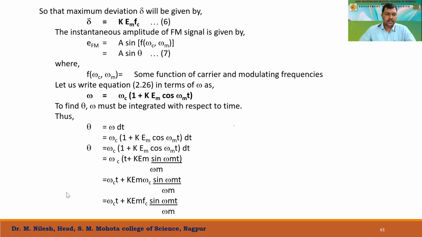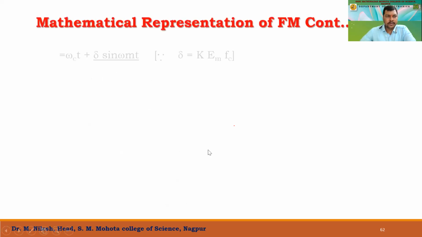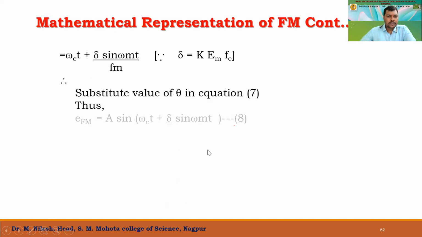Yeah, here is the last one. So theta equals omega c t plus k Em fc sin omega m t by omega m. This is the equation of the angular displacement. Okay, so substituting the values of this in this equation, we can have e FM is equal to A sin(omega c t plus delta sin omega m t by fm), right?